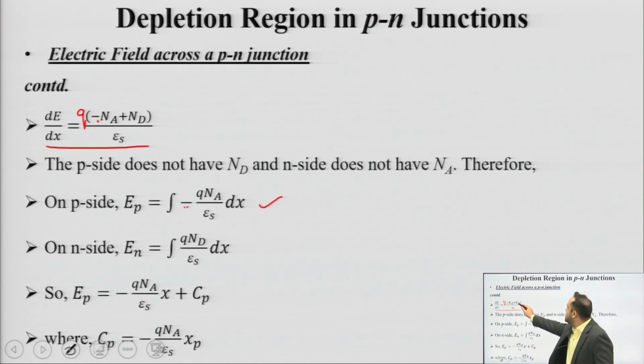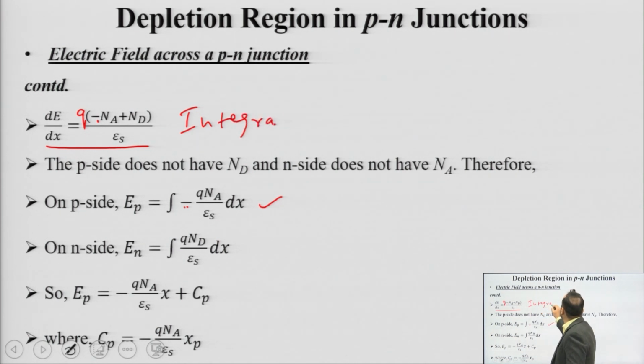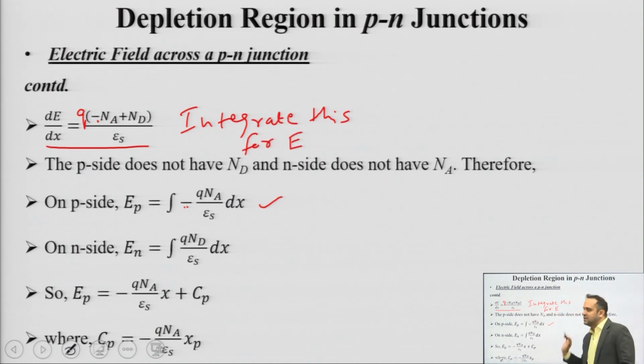So, Nd is 0 on the p side. So, the expression becomes like this, and this I have integrated to get the electric field. So, on the p side this is the expression, for the n side Na becomes equal to 0 and q Nd by epsilon s comes here.